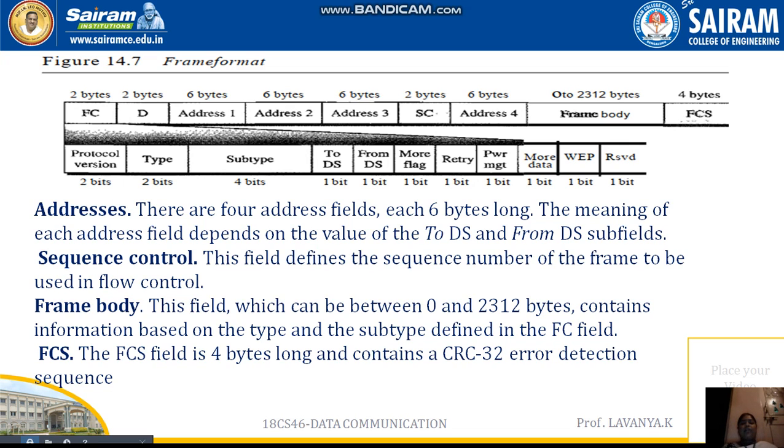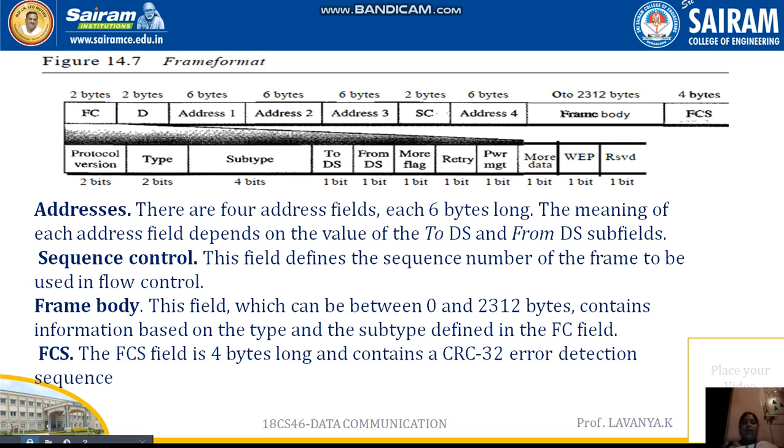Then what is the address? It contains four address fields. Each address field contains 6 bytes of information. Each address depends on the value of the to DS and from DS subfields, meaning to data segment and from data segment. Then sequence control: this field defines the sequence number of the frame to be used in flow control.